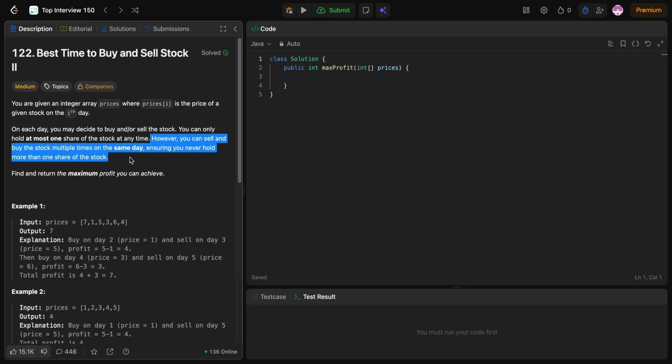Okay, so this part here, you can sell and buy the stock multiple times on the same day. What does that mean? So you can sell a stock and buy that stock again that same day. But then what is even the purpose of selling the stock if you're just gonna buy it again?